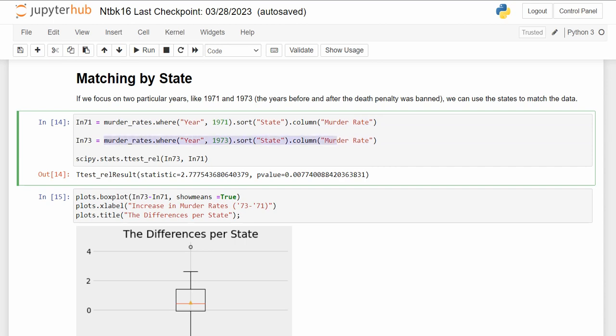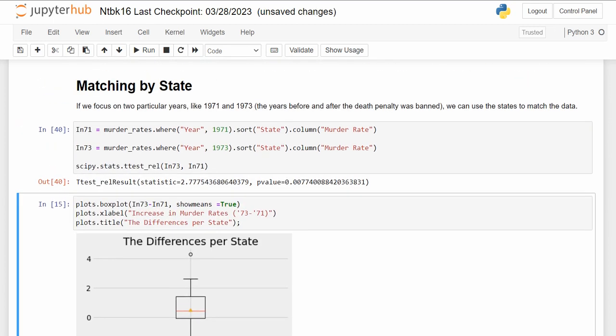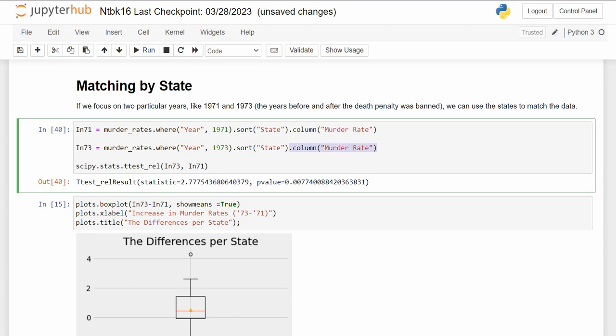Why are we sorting by state? Well, that way we're matching the pairs so that when we do the subtraction here, we're subtracting Georgia 73 minus Georgia 71, or Minnesota 73 minus Minnesota 71. Okay, and when we run this, notice that we use dot columns, so these are arrays. So we've created in 73 is an array, in 71 is an array.